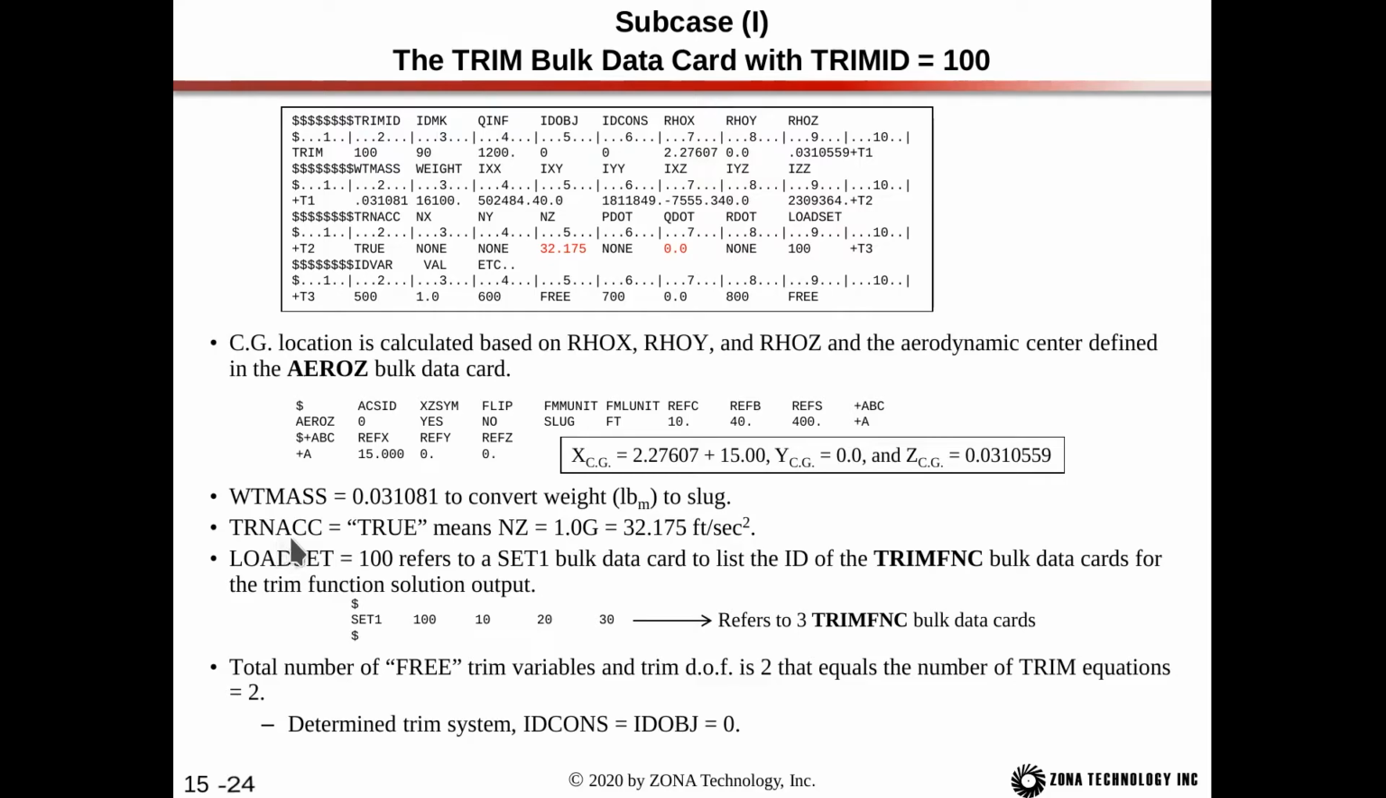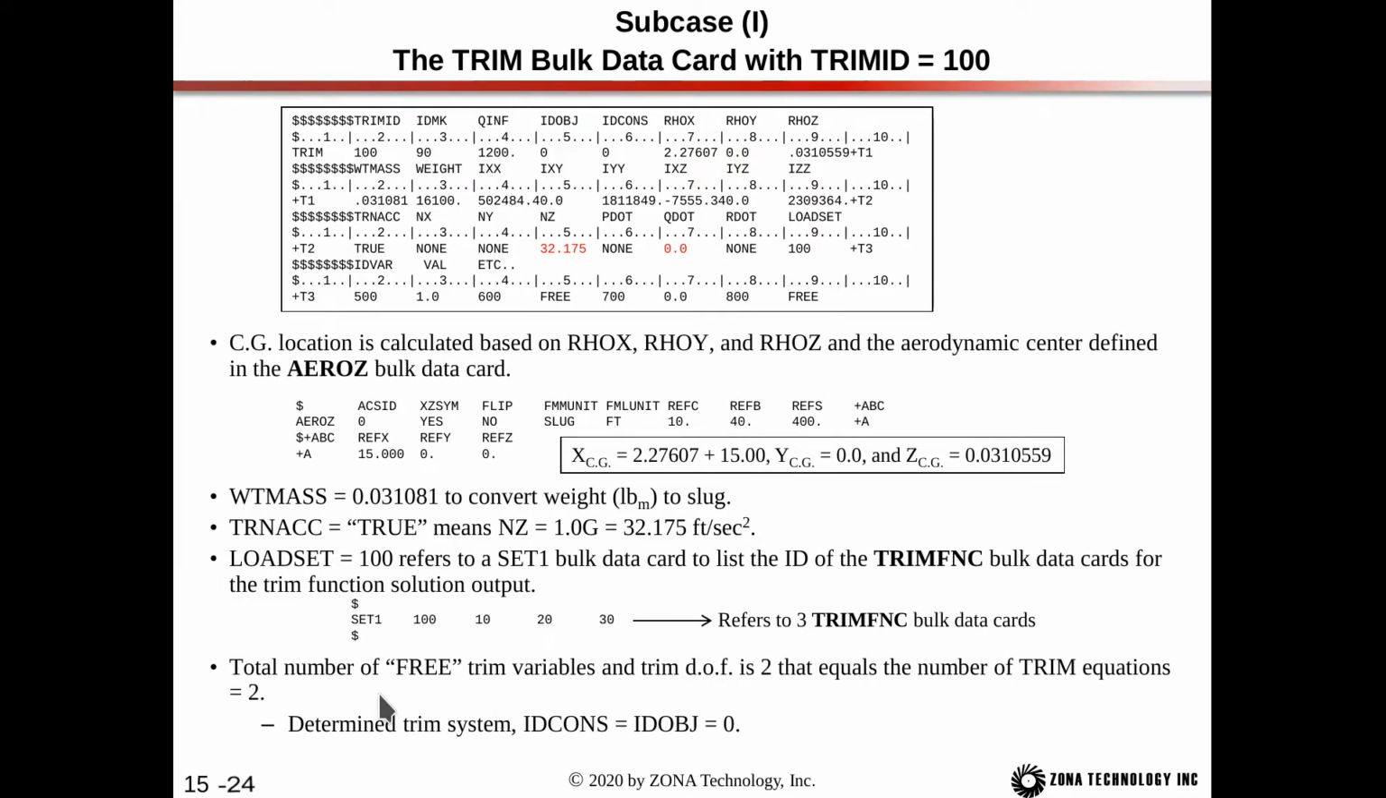Then we have our TRN ACC is true. So our NZ, which we want to be 1G, is 32.175 feet per second. TRN ACC is true right here, and then NZ is the 32.175. Q dot is 0. And then the load set 100 right here refers to a set 1 card to list the ID of the trim function card for the trim function solution output. So the set 1 with ID 100 refers to 10, 20, and 30. So these are the 3 trim function cards.